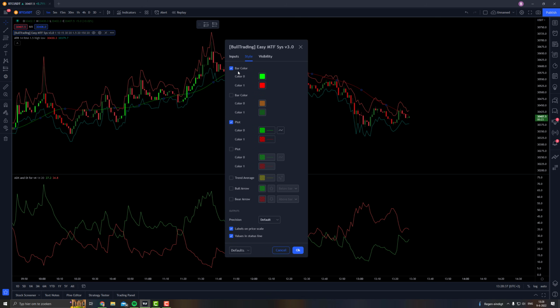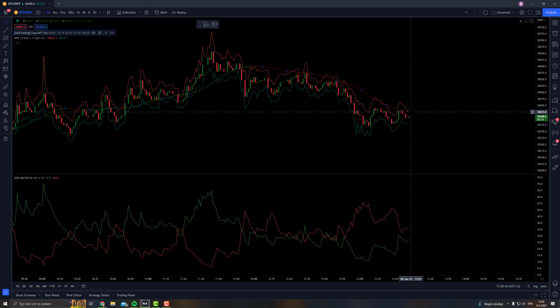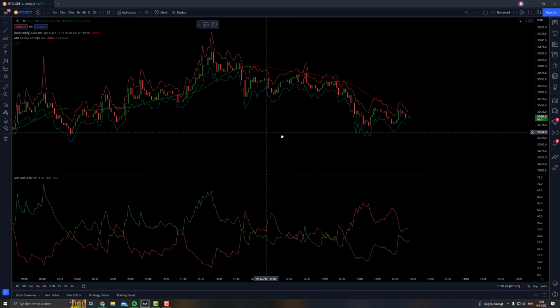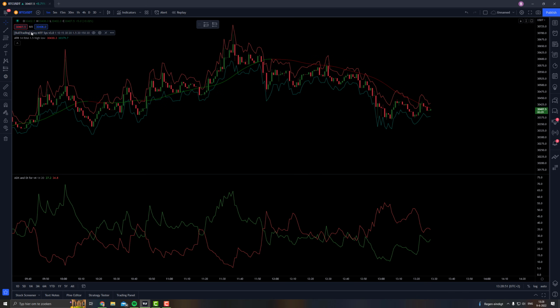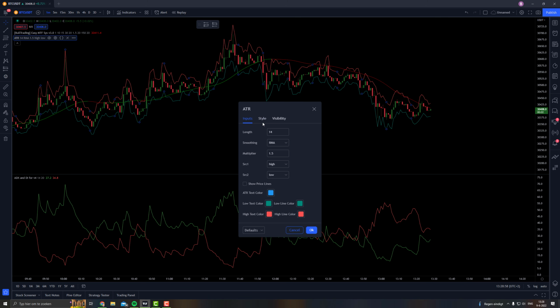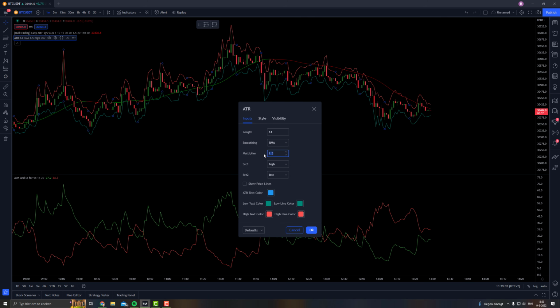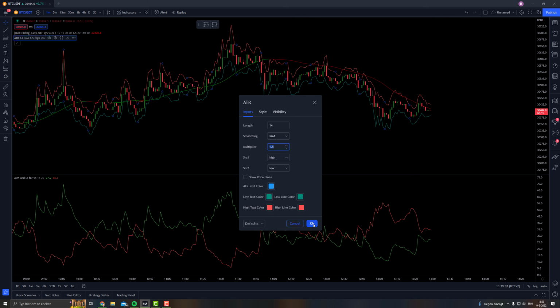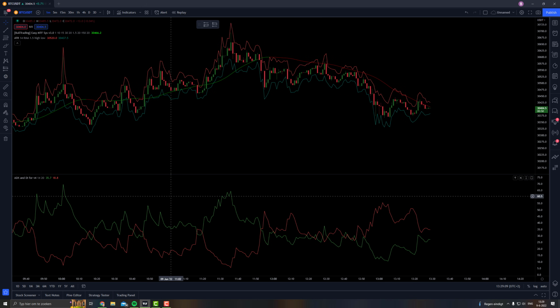And on the style, I'll just disable almost everything except the plot and the bar color. I think this one could be turned off as well, so we only want to see the plot. It's something like a trend line where we are gonna trade against to see which trend we are in. If you want to go to the ATR, on the style I disabled the tables, and the multiplier is on 1.5 to have a bit of margin for our trades, for our stop loss. That's what the ATR is for in this scenario.